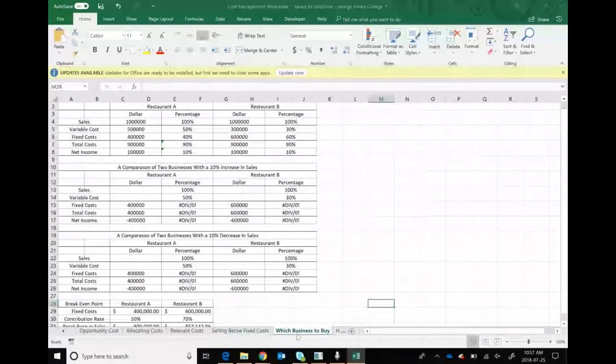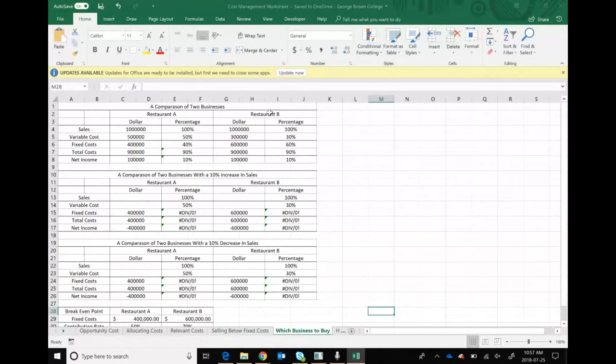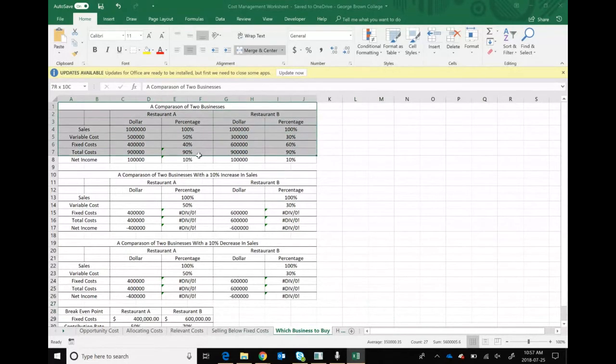Okay, so if we go over to which business to buy. If we look at the comparison that I gave, this is a comparison of two businesses. One has 60% fixed cost and 30% variable cost, and the other has 50% variable and 40% fixed. So restaurant B has higher operational leverage.